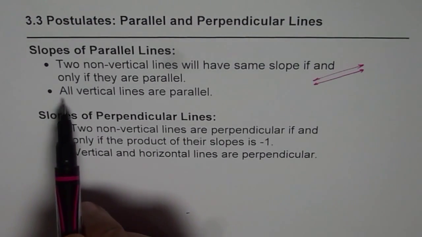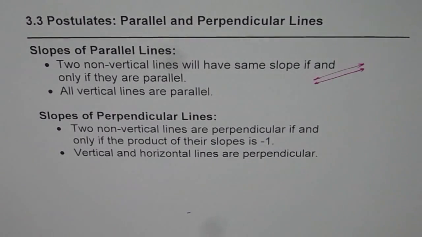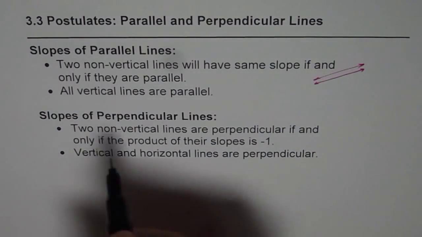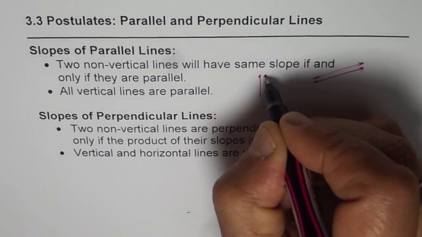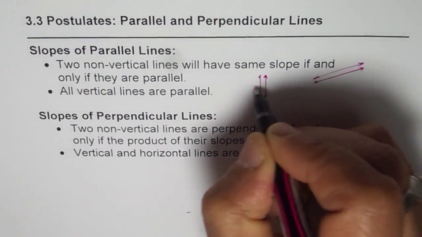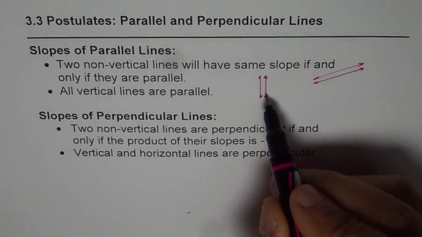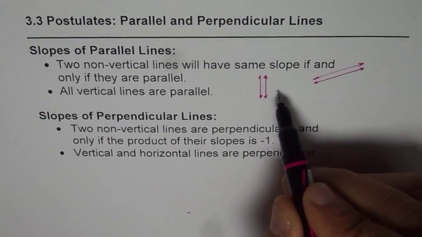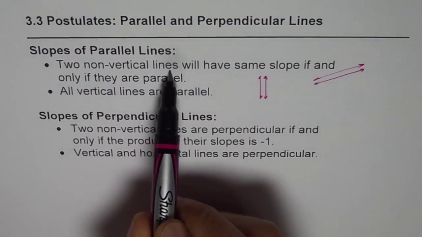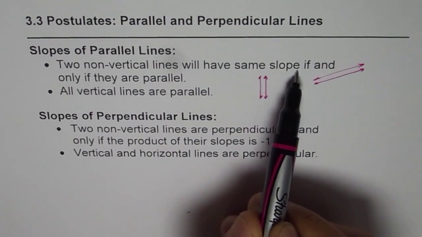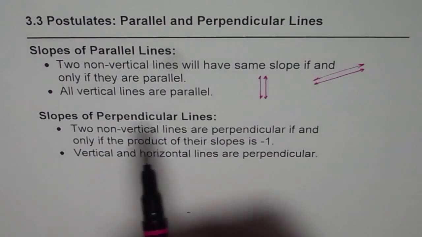Part 2 of this is all vertical lines are parallel. So here we're talking about non-vertical lines, and in the other part we are saying all vertical lines are parallel. So if I have a vertical line and there's another vertical line, then both vertical lines will always be parallel, right? As you know, the slope of a vertical line is undefined, and therefore we don't mix them up. So we say two non-vertical lines will have the same slope if and only if they are parallel. If they are not parallel, they will not have the same slope.